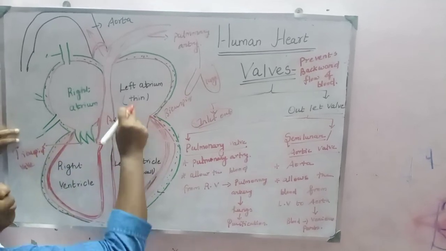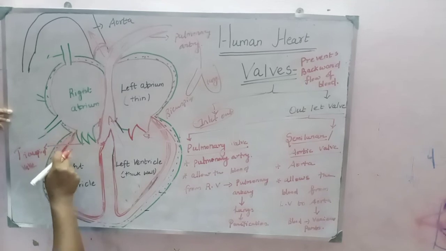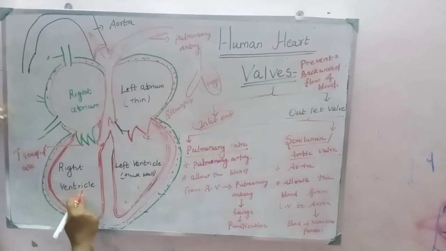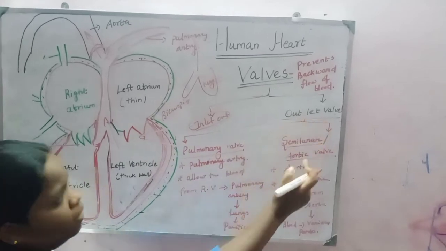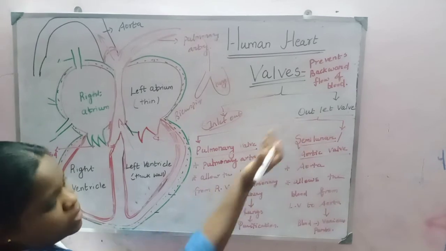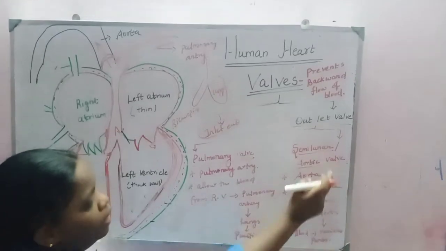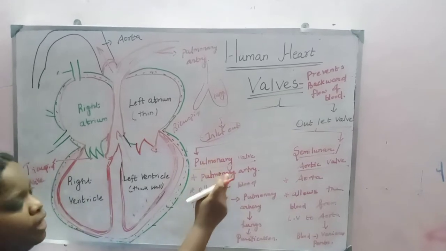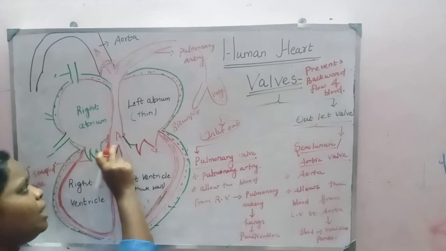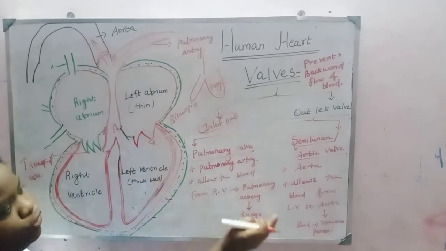The bicuspid is present between the left atrium and the left ventricle. The tricuspid is present between the right atrium and the right ventricle. The next ones are called outlet valves. They allow the blood from the heart to other parts of the body: the pulmonary valve and the semilunar or aortic valve. The pulmonary valve is present in the pulmonary artery. It allows the blood into the pulmonary artery, into the lungs, for purification.